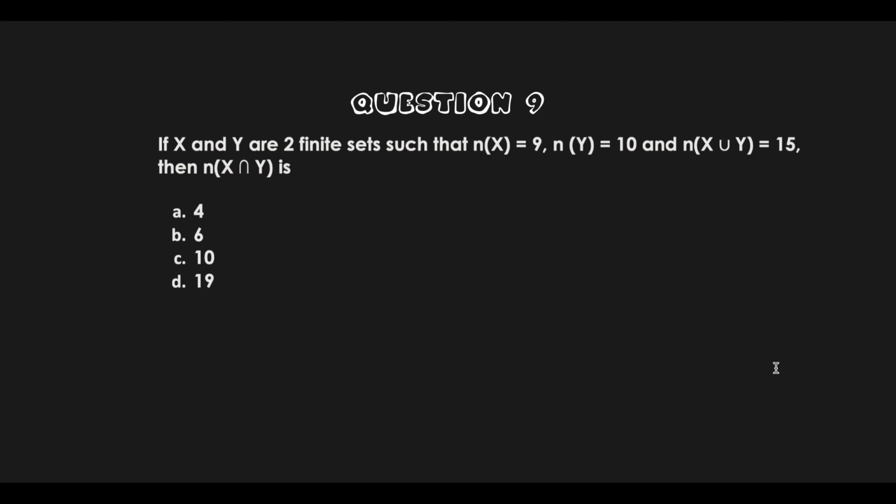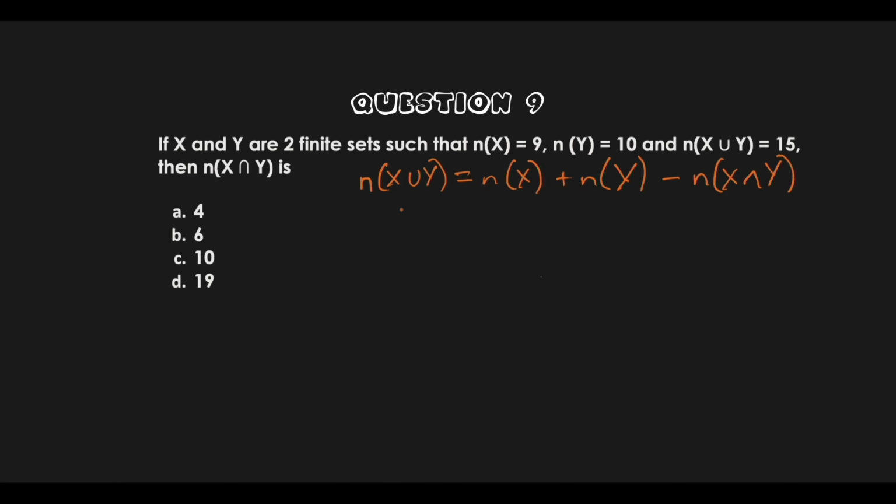So this one says if X and Y are two finite sets such that n(X) is equal to 9, n(Y) is equal to 10, and n(X union Y) is equal to 15, then n(X intersection Y) is, what does this basically mean? This says the number of elements in X. This means the number of elements in Y. This means the number of elements in X union Y. There's actually a formula for this that goes like this.